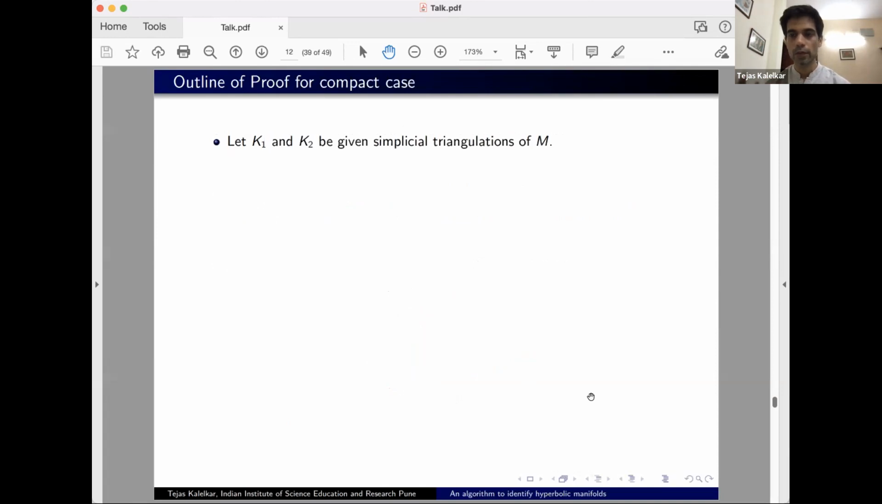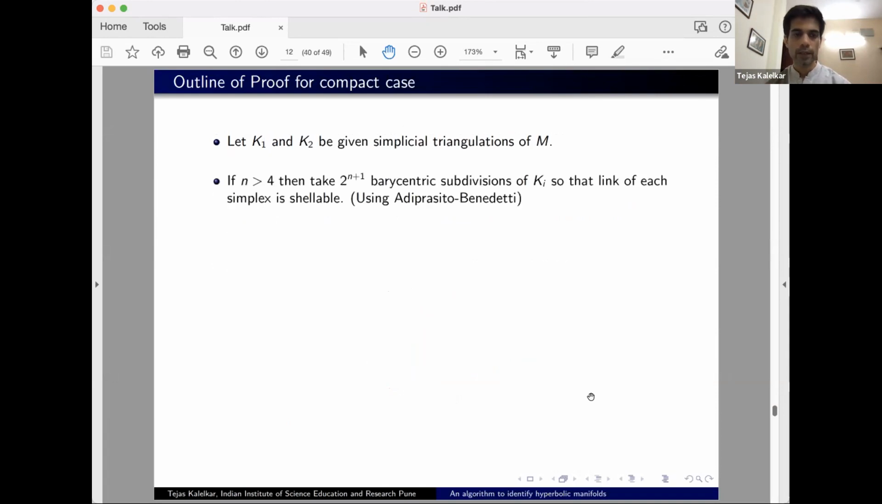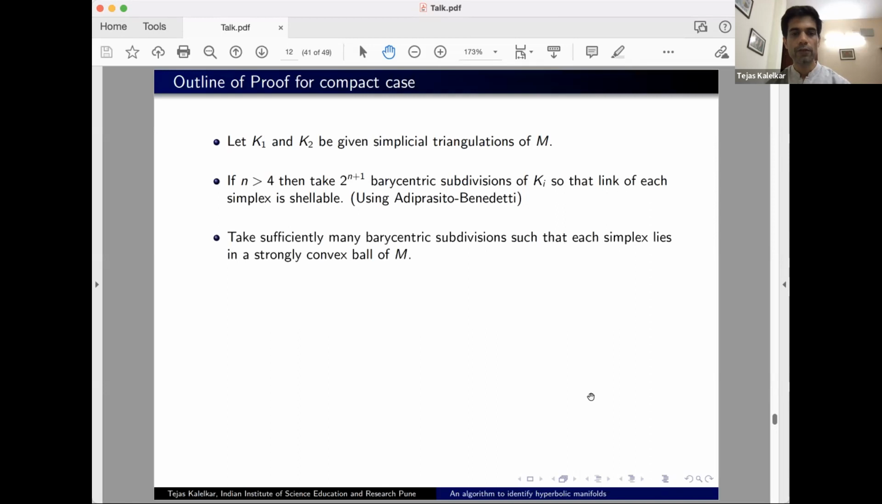So a very rough outline of the proof in the compact situation is where you start out with triangulations K1 and K2 of the given manifold. If the dimension is more than 4, then you take 2 raised to n plus 1 barycentric subdivisions so that the link of each simplex becomes shellable. This is where Adiprasito and Benedetti's result is used. We then take sufficiently many barycentric subdivisions so that each simplex now lies in a strongly convex ball, so that I can intersect the two of them and get a subdivision with boundedly many cells. And then we calculate the number of n-simplices in this common subdivision alpha K. And now our aim is to go from K1 to alpha K and from K2 to alpha K.